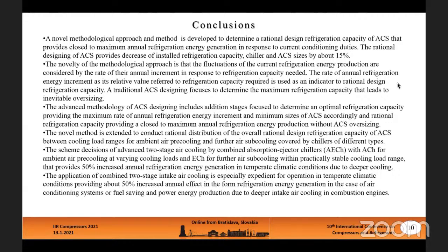The scheme decisions of advanced two-stage air cooling by a combined absorption ejector chiller, with an absorption chiller for ambient air pre-cooling at varying cooling loads and an ejector chiller for further air subcooling within a practically stable cooling load range, provide a 50% increase in annual refrigeration energy generation in temperate climatic conditions due to deeper cooling.